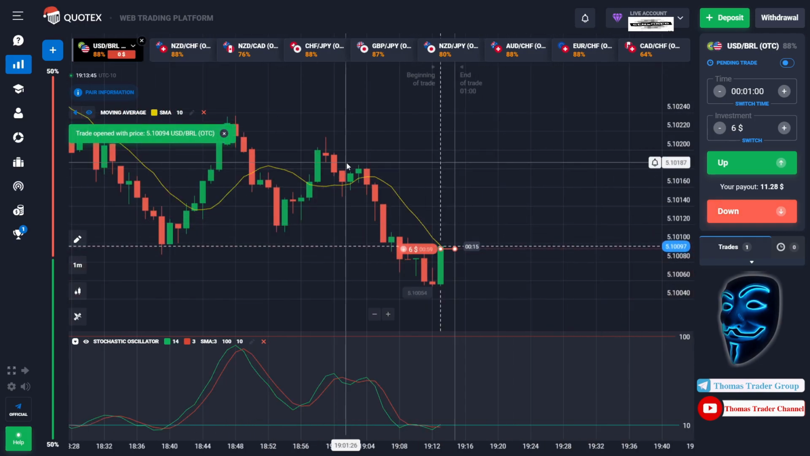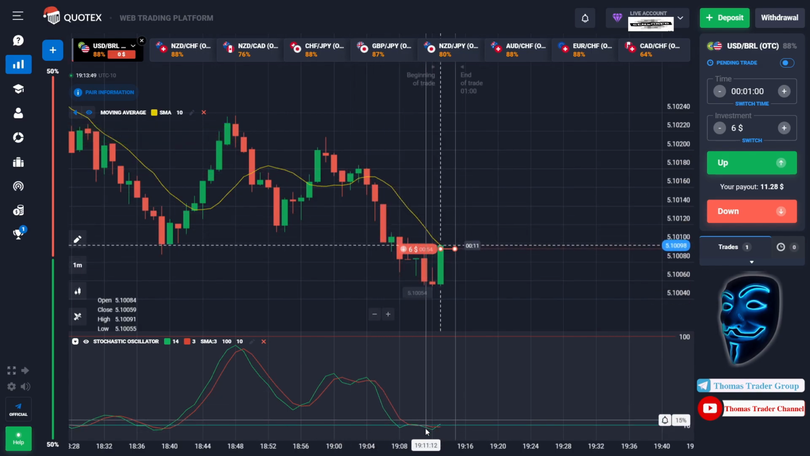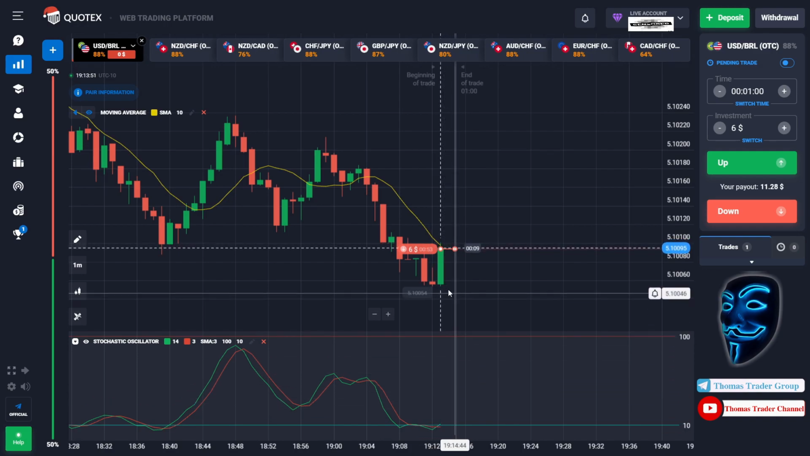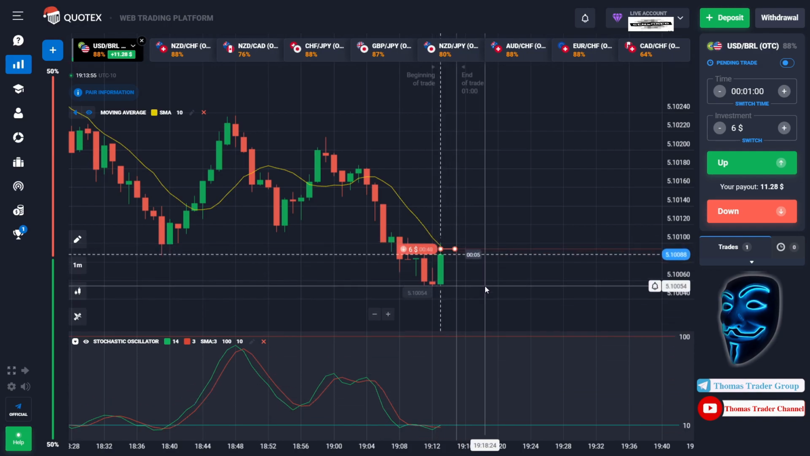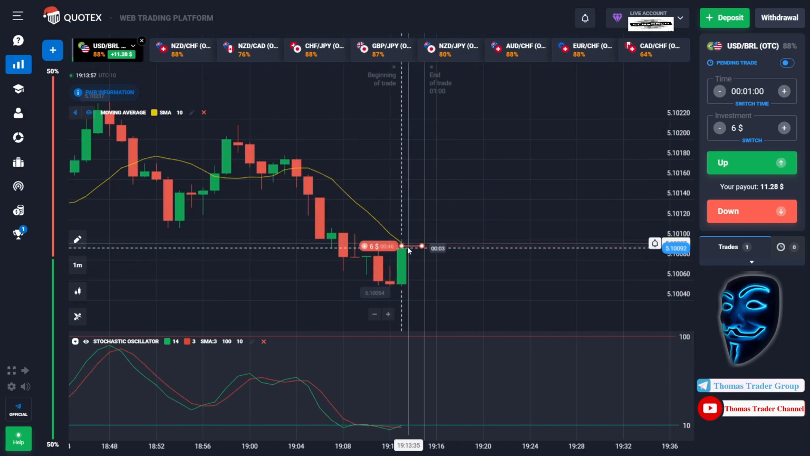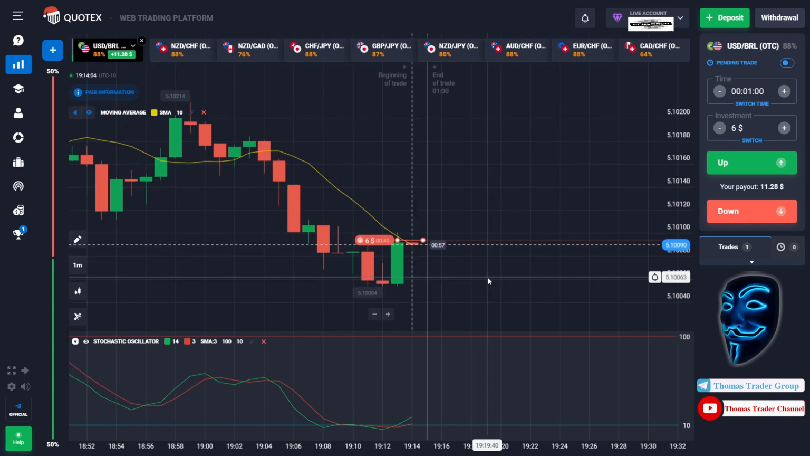As you can see, the market is going bearish, but the market has already touched the oversold area. When the market touches the oversold area, it will make a correction to the moving average line before it continues the bearish trend. When the market touches the moving average line, it will make a rebound and it will continue the bearish trend. Let's prove it and let's wait till the end of our trade.